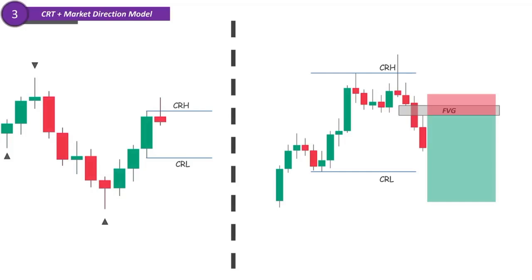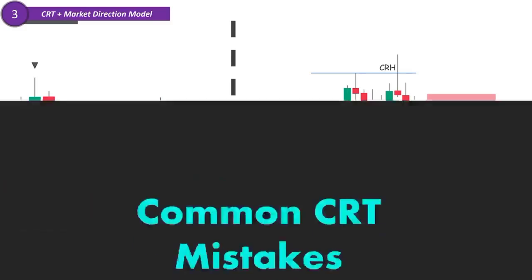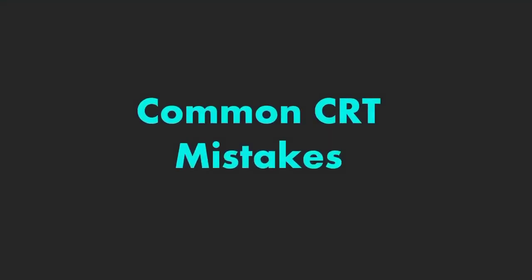zone. By waiting for a pullback into a premium area before applying the CRT, we combine three powerful elements: trend direction, manipulation, and entry from a discount premium zone, giving us a clean, smart, and high-probability setup. Now that we've gone through how to apply CRT properly, let's quickly look at some common mistakes traders often make and how you can avoid them.